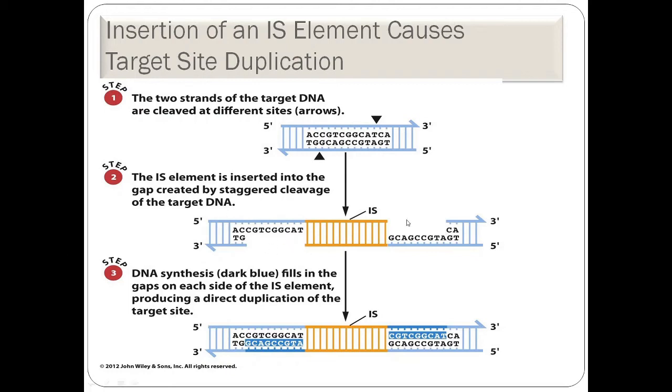Here you can see a gap is present which will be filled by the DNA polymerase. When it is filled by the DNA polymerase, a direct duplication will occur. Here we can read DNA synthesis, that dark blue fills in the gaps on each side of the IS element, producing a direct duplication of the target site. So first it will be cleaved, staggered cleavage will occur, the IS element will be inserted, and then DNA polymerase will come and fill the gap. So what will happen? A direct duplication of the target site will occur. I think I have cleared these three steps of the IS element and its insertion.